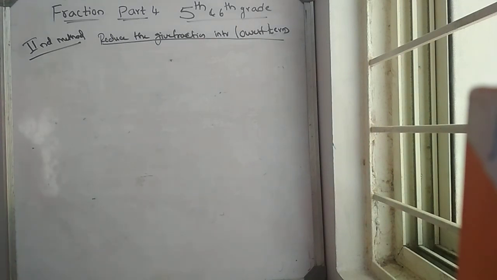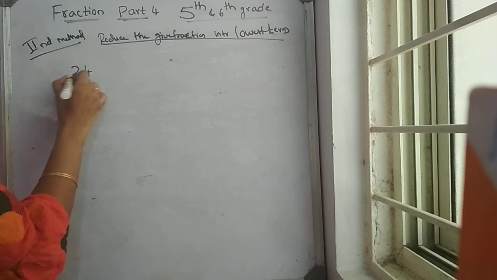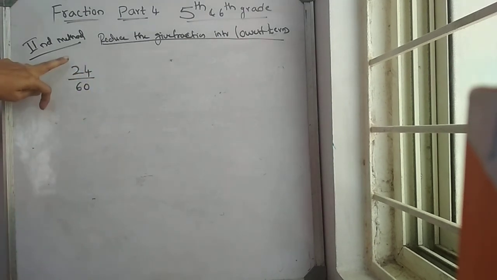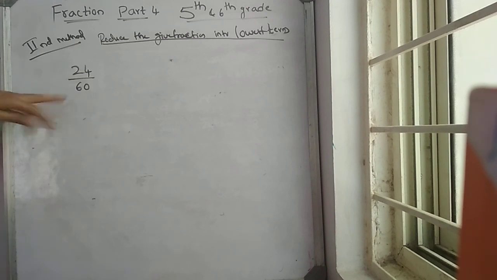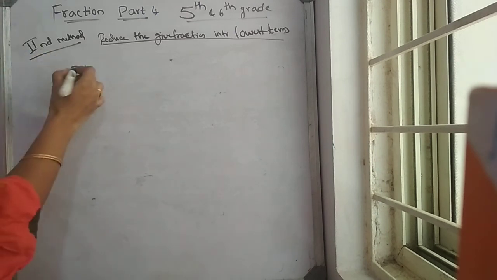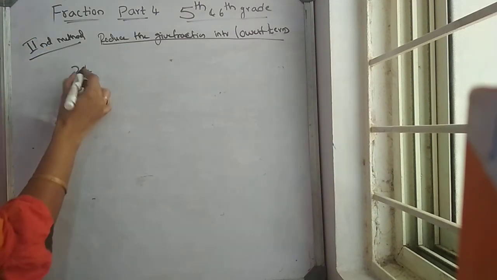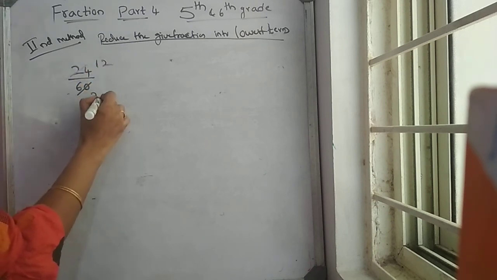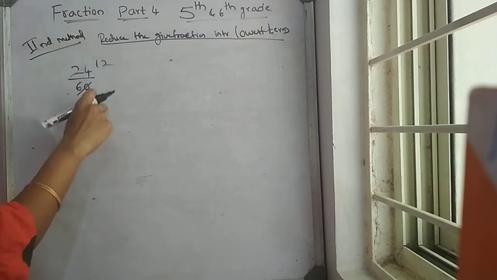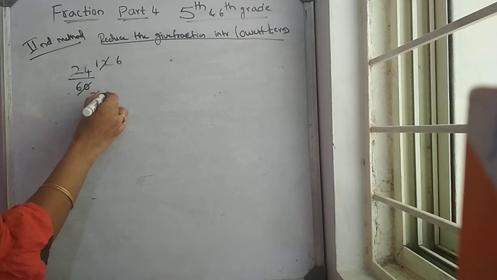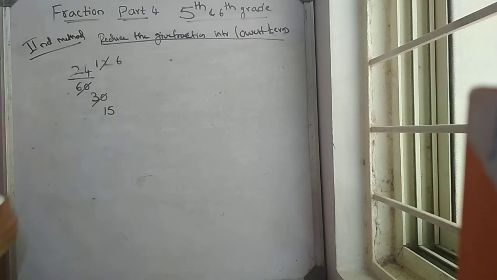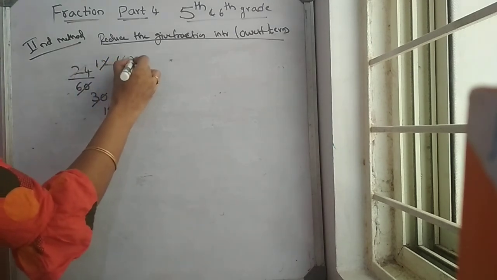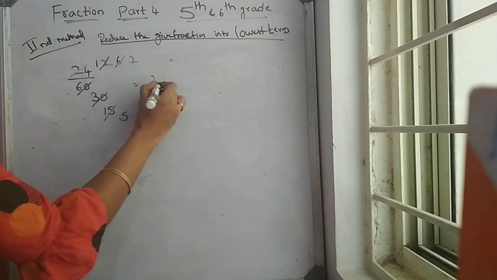Okay, one more example I am explaining: 24 by 60. Observe, in 24 by 60, which table will both go in? Both go in the 2 table, so both have the common factor 2. 2 12s are 24, 2 30s are 60. Again it will go in the 2 table: 2 6s are 12, 2 15s are 30. See, here 6 and here 15, so again it will go by 3. 3 2s are 6, 3 5s are 15. So we get 2 by 5.